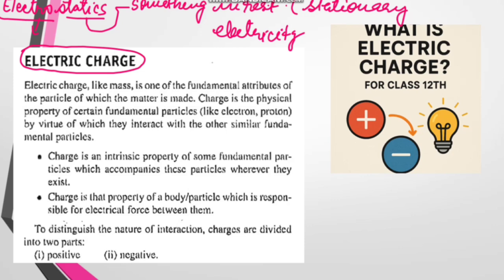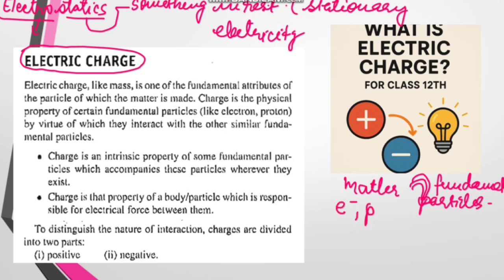The first topic is electric charge. What did you understand by electric charge? Electric charge, like mass, is a fundamental attribute of the particles that matter is made up of. Whenever I study any matter and go deeper and deeper inside, I conclude three fundamental particles: electron, proton, and neutron.